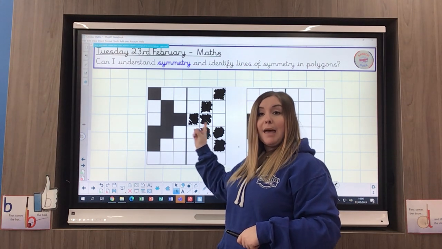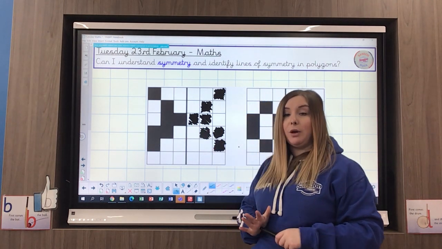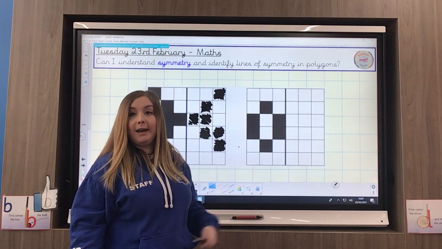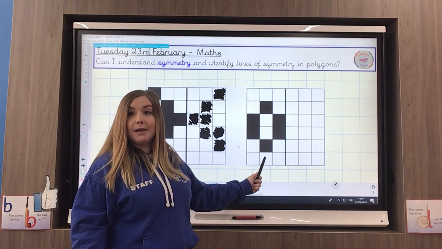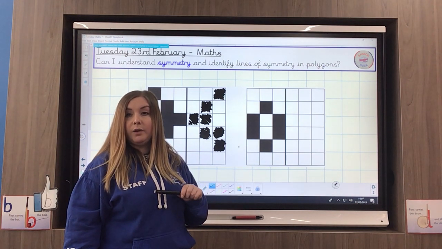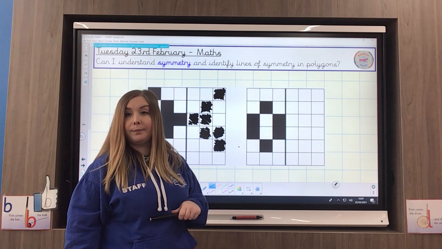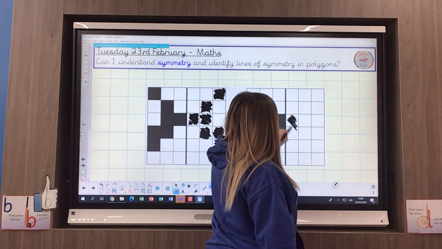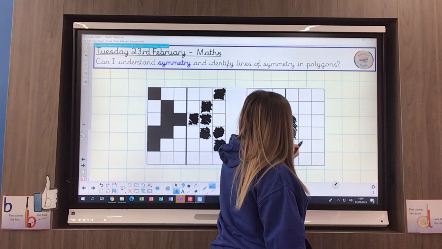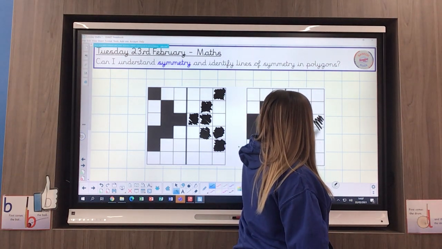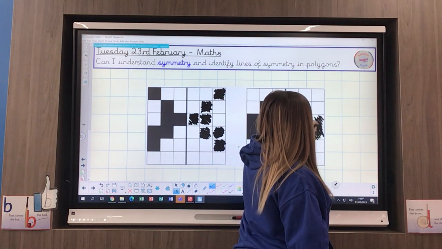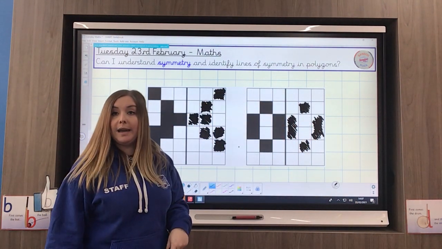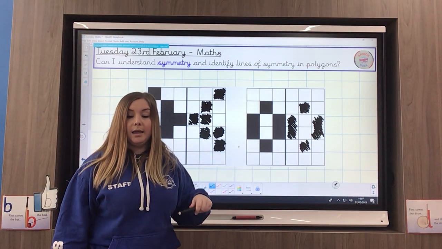These are symmetrical. They're exactly the same on both sides. So now I want you to see if you can figure out which squares I would need to colour in for this one to be symmetrical. I want you to pause the video and see if you can figure out where I would colour in. Okay, so now you've had a chance to have a little think, I'm going to show you. Okay, there we go. Well done if you were able to identify that those were the ones that we needed.